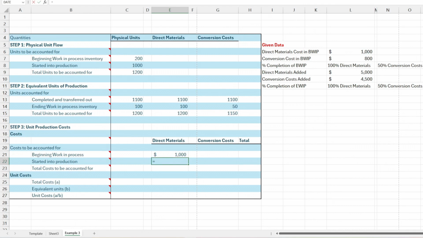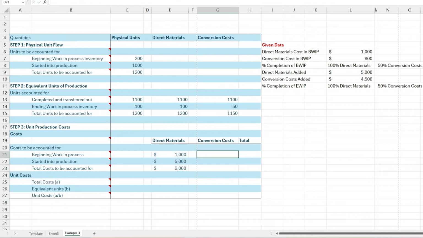Now started into production for direct materials. So we look again. So we have direct material cost for BWIP, which we just used. Now we have conversion costs in BWIP. This is related to conversion costs. We have percentage completion, direct materials added, and this is what we're going to be using. Since we're going to be using direct materials added because that's what we're adding or started into production. So now we just sum these up for the total cost to be accounted for.